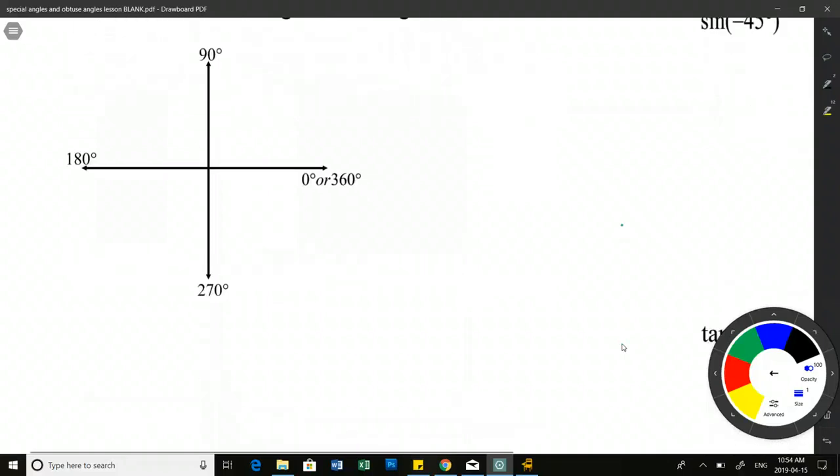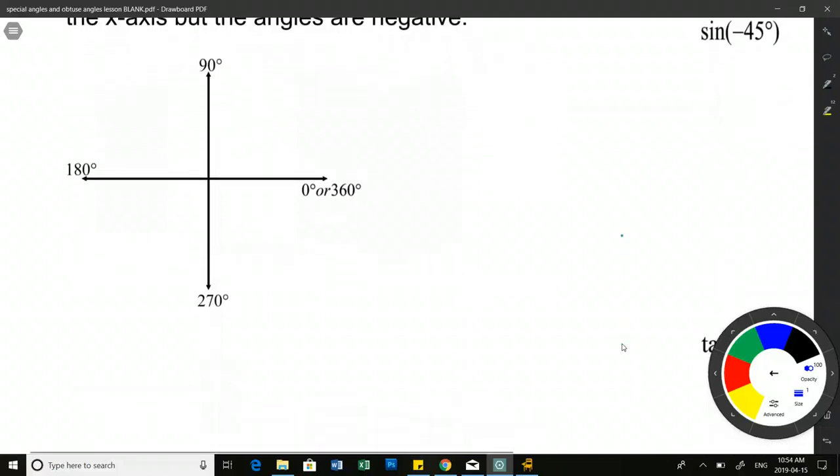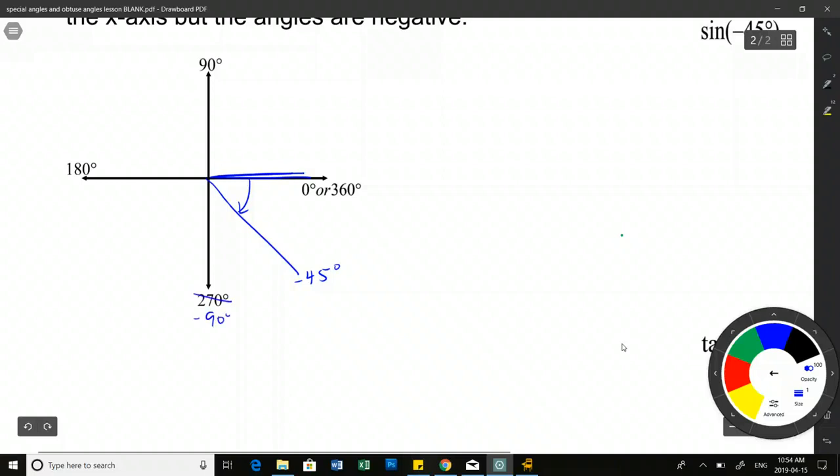So if I did something like negative 45, I would be starting at 0 and rotating 45, but in this direction right here. So this would be negative 45 degrees. That also makes this negative 90, negative 180, negative 270, and all the way around this would be negative 360 if we're thinking about rotating in the clockwise direction.